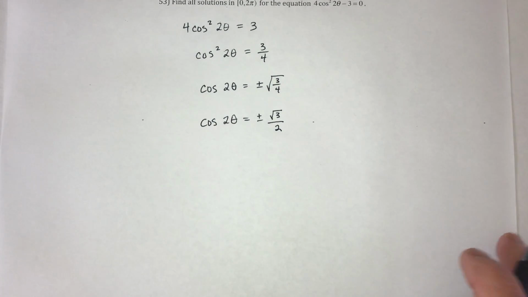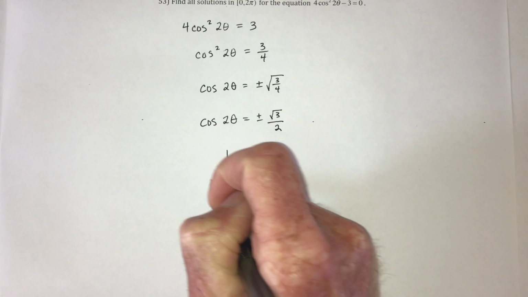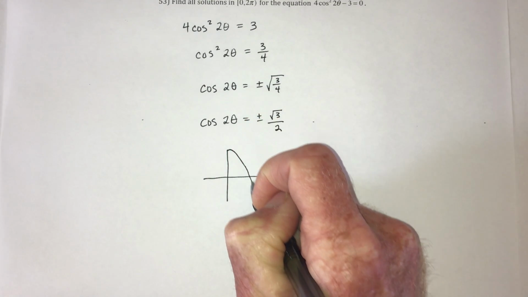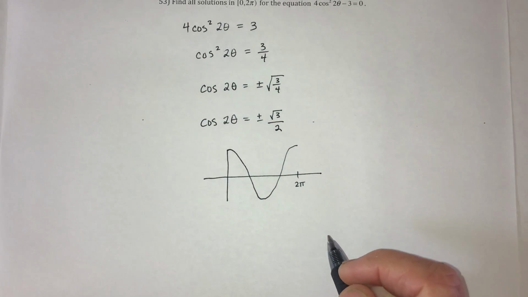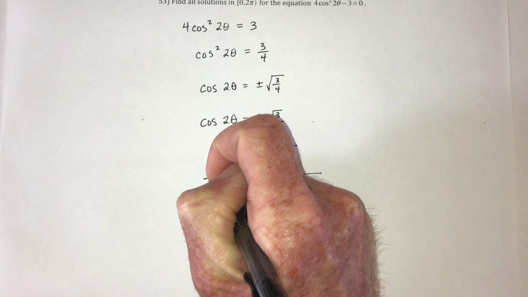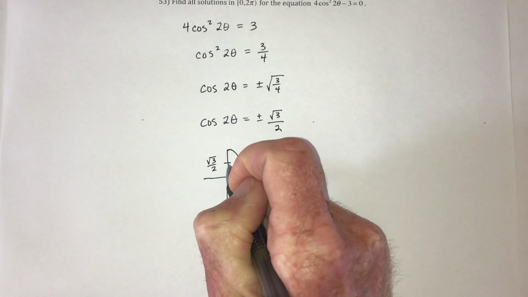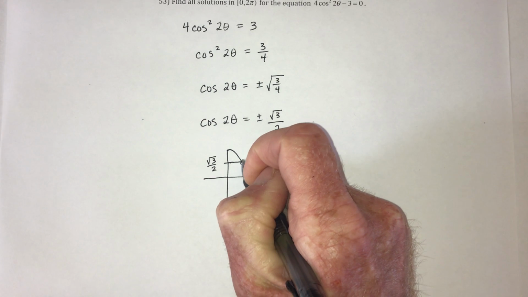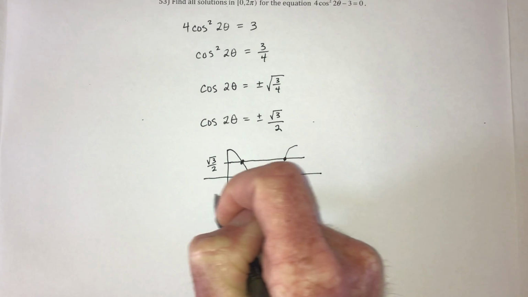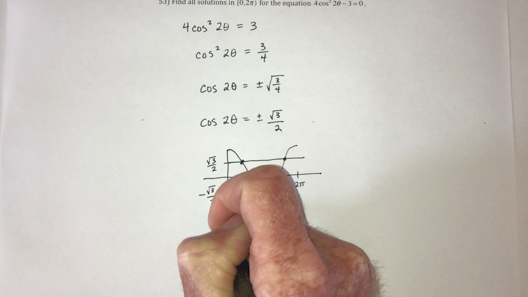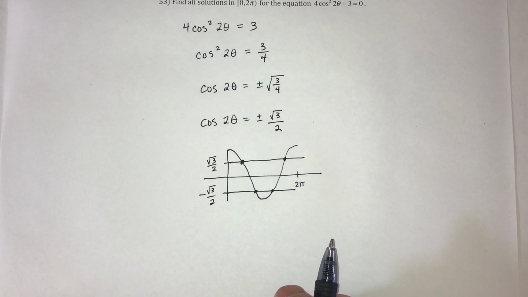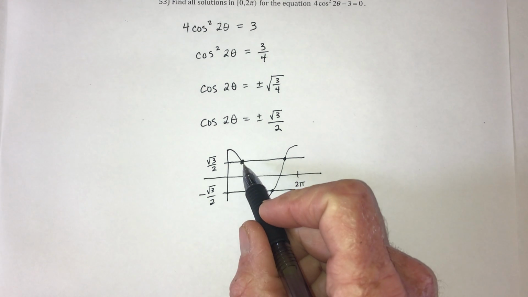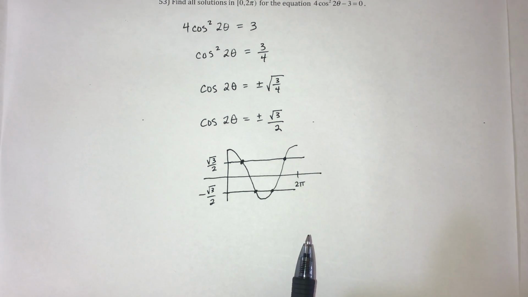So this basically means if you were to look at the graph of cosine, from 0 to 2 pi, when does it equal the positive square root of 3 over 2? You go across, that's going to give us 2 solutions. When does it equal the negative square root of 3 over 2? Go across, that's going to give us 2 solutions. So just with that part right there, we can see that there's going to be 4 solutions.